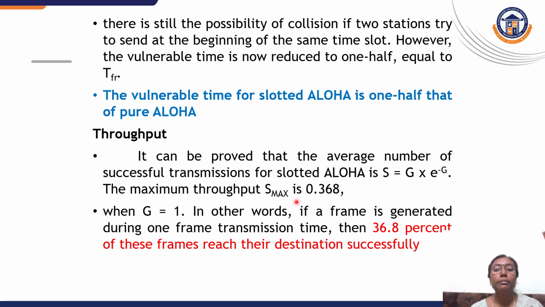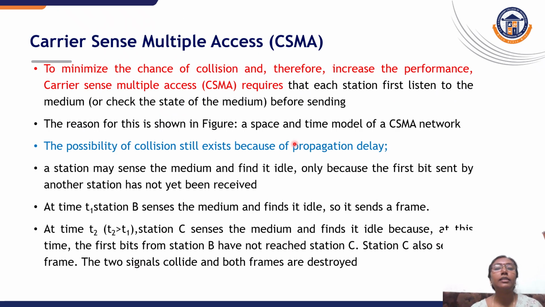Throughput will also be improved, that is, 36.8% of the frames will reach the destination successfully. Carrier sense multiple access. The next method, the random access, is the carrier sense multiple access. It will sense the medium.